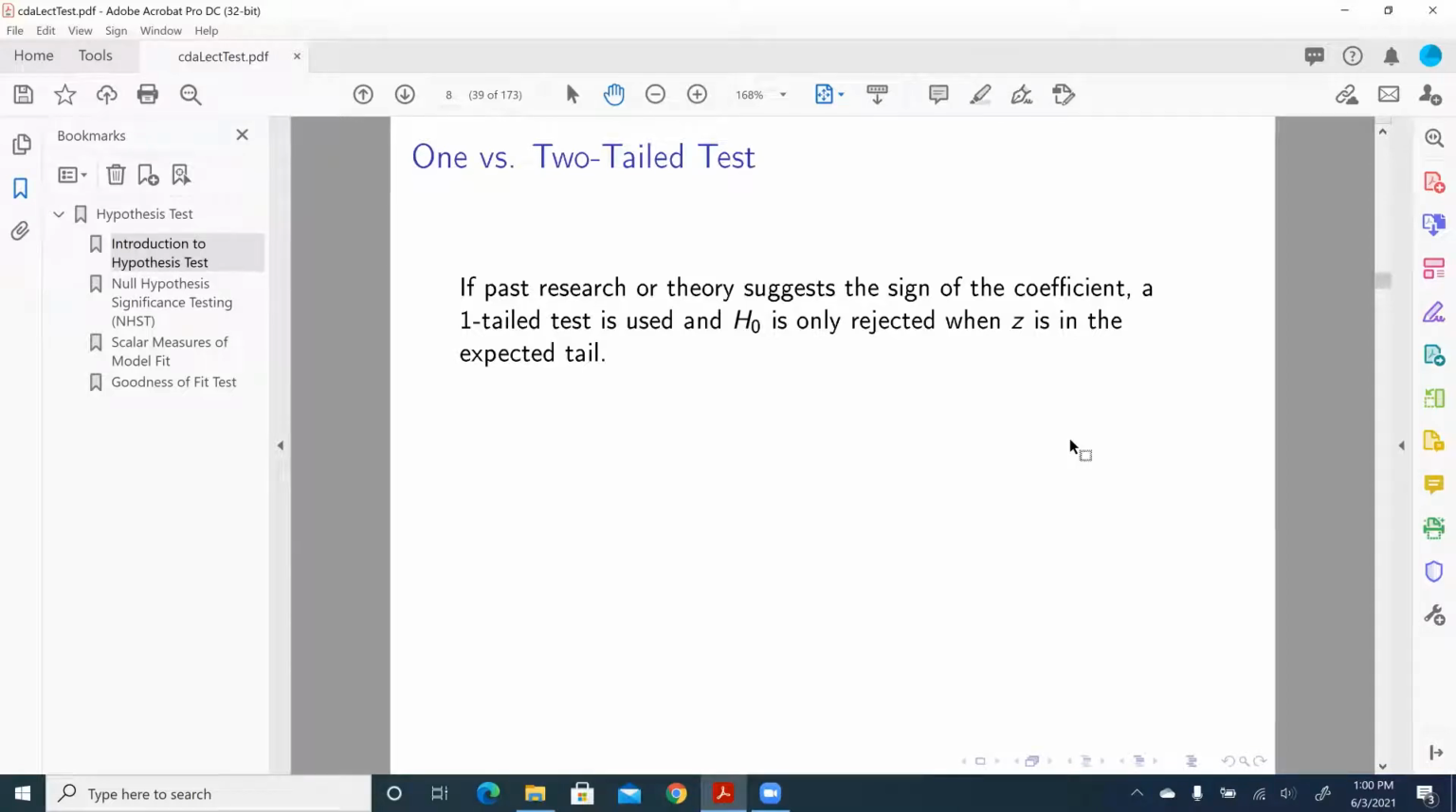Next, I want to quickly talk about one-tail versus two-tail tests. If there's strong evidence in past research or theory to suggest the sign of the coefficient, then a one-tail test is used, and H0 is rejected when Z is in the expected tail. And we have a lot of cases like that.